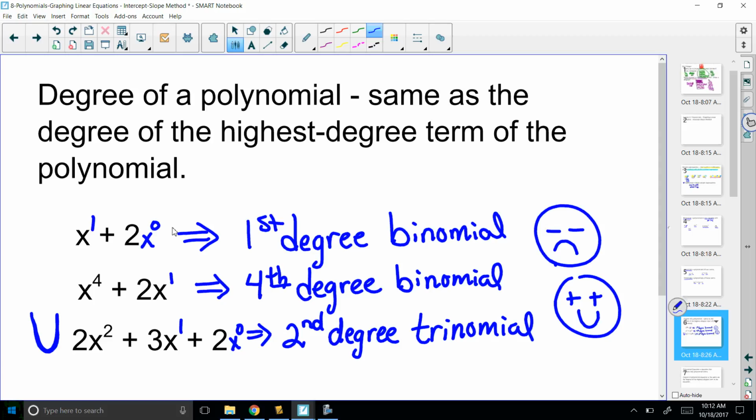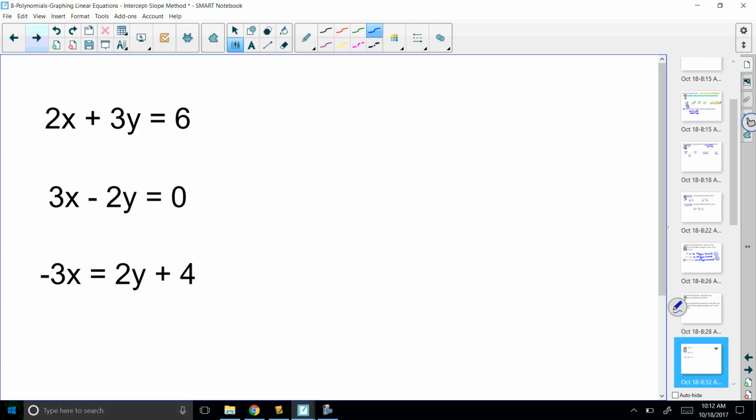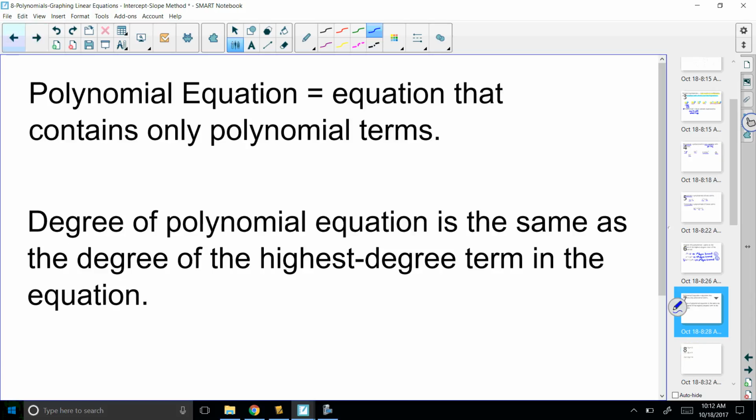But what we want to focus on is if I change this into an equation, which means I'm going to have another variable involved. An equation that contains only polynomial terms is considered to be a polynomial equation. Equals something. The degree of the polynomial equation is the same as the degree of the highest degree term in the equation.